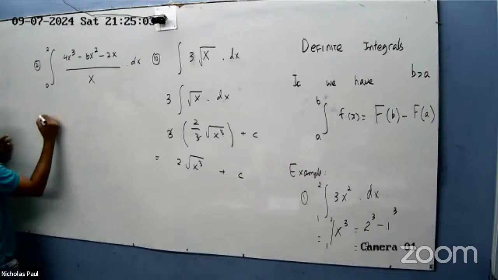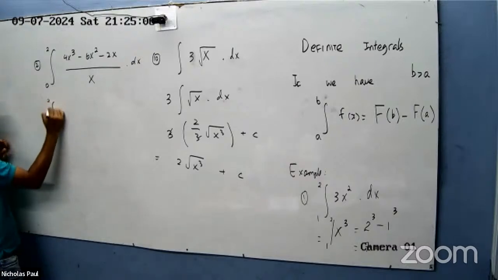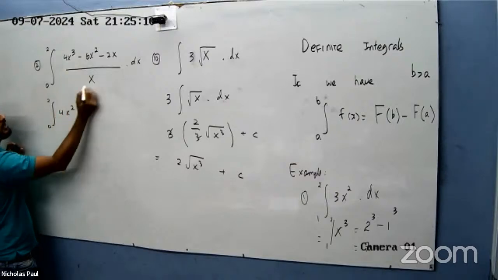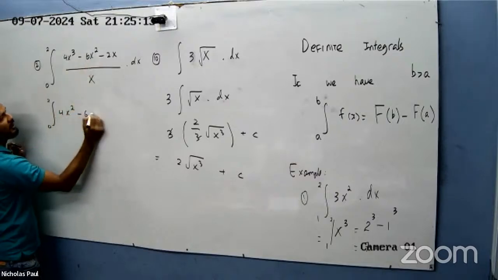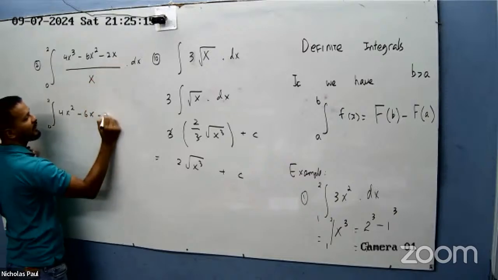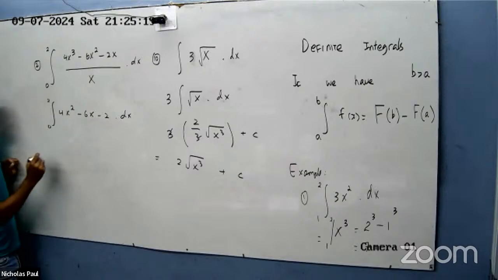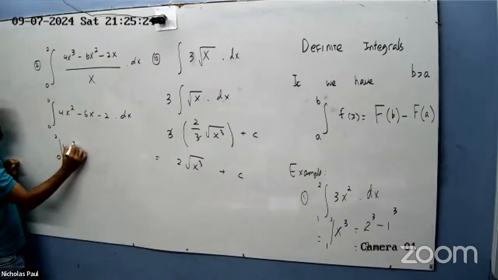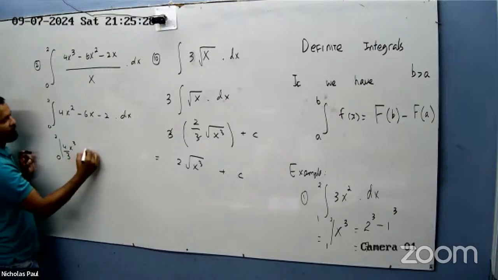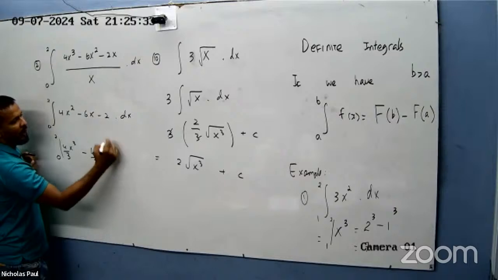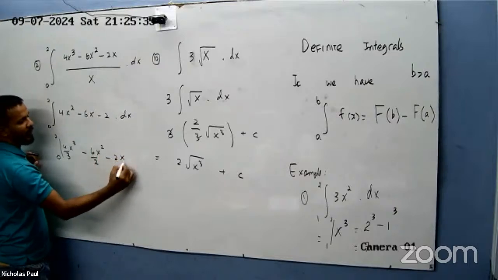Right, so let's see what you have. The integral between 2 and 0, x into 4x cubed, 4x squared, x into 6x squared, 6x, x into minus 2x, minus 2. Okay, now we're going to integrate. So I'll end up with 4x cubed, because I added 1 to the power, divided by the new power. 6x squared, I divided by the new power. And the integral of 2 is 2x.